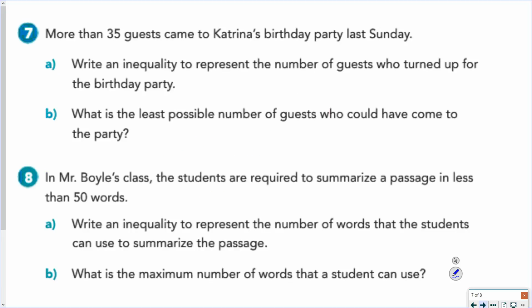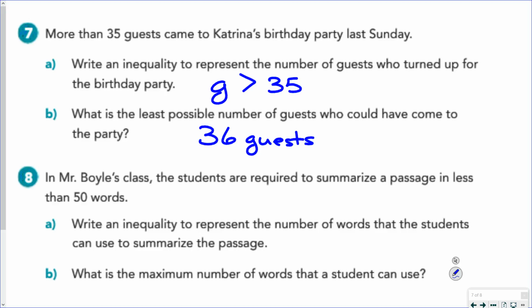More than 35 guests came to Katrina's birthday party last Sunday. Write an inequality to represent the number of guests who turned up for the party. So we don't know how many guests, we'll use G. We know we're comparing it to 35, and it says more than 35 guests. So G is greater than 35. And for part B, the least possible number of guests who could have come to the party would be 36 guests.